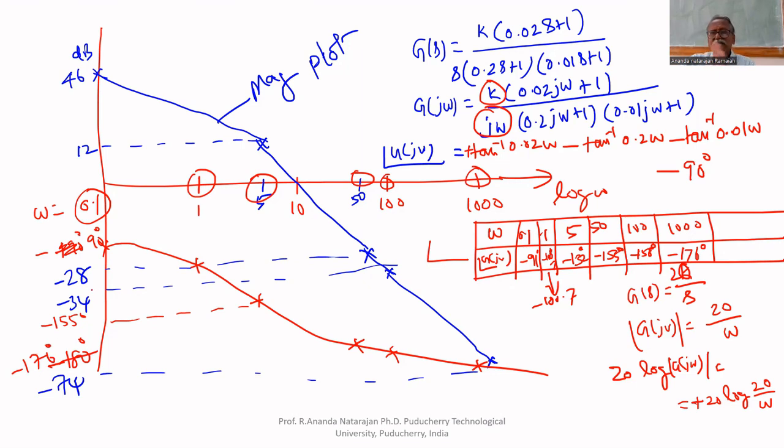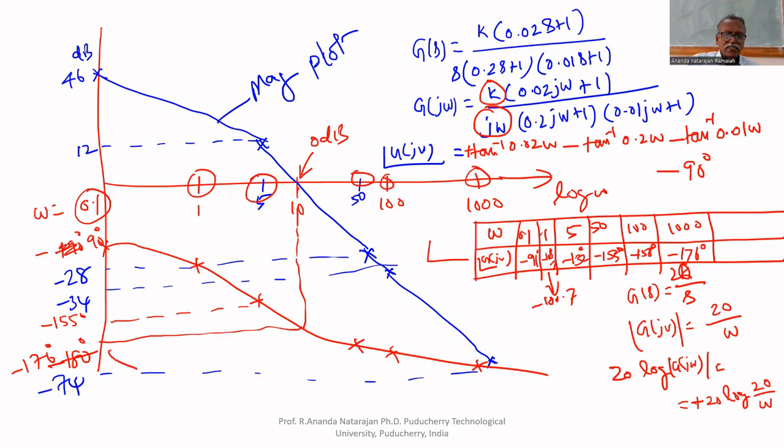Now only one simple point I'll explain in the next class. But anyhow, how to find the gain margin, phase margin. Here, the phase margin is where it crosses 0 dB. Here it crosses 0 dB. Draw a vertical line and find the angle here.